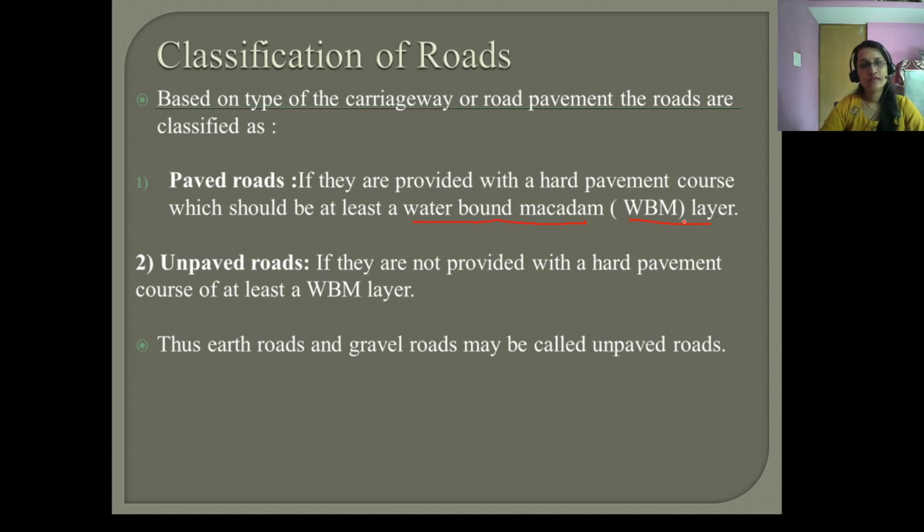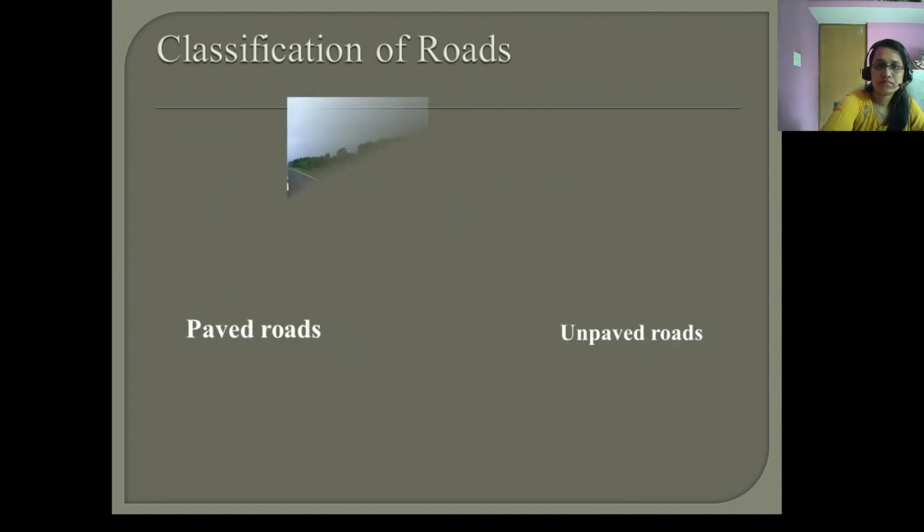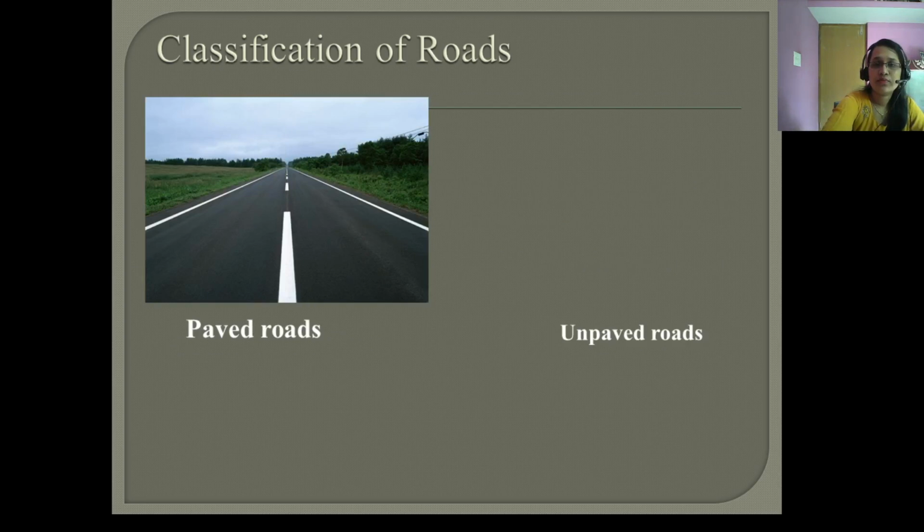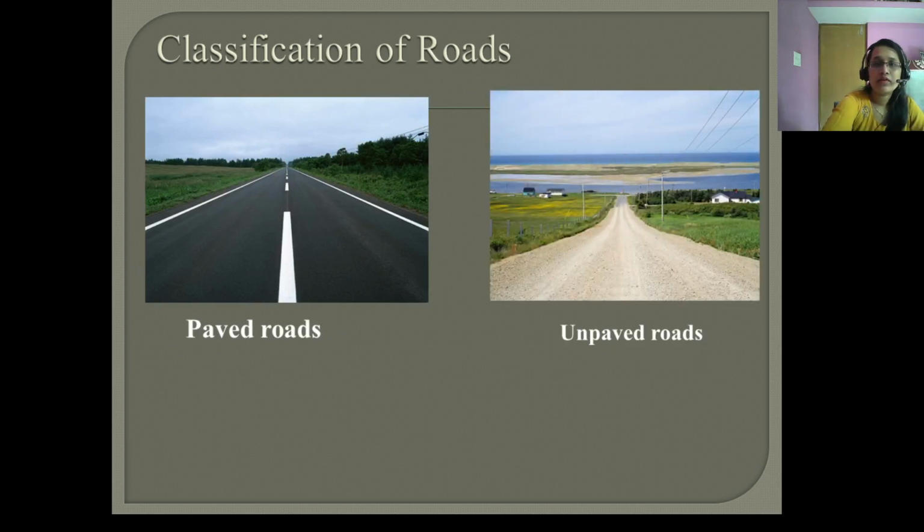Coming to unpaved roads. If they are not provided with a hard pavement course of at least a WBM layer, they are called unpaved roads. Earth roads and gravel roads may be called unpaved roads. You can see here a picture showing a paved road and an unpaved road.